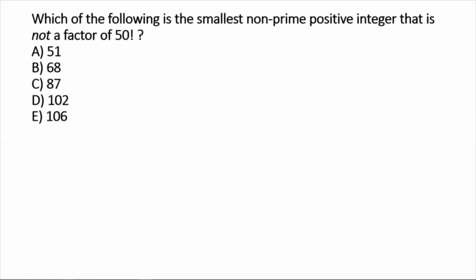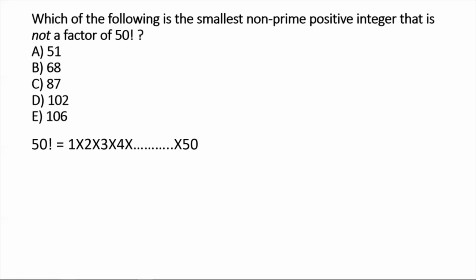And we are given 5 options. So this is the typical multiple choice type of question, and we have to choose the right answer from those 5 options. Now, what is factorial 50? Well, factorial 50 essentially is the product of all the positive integers starting from 1 through 50, right? So we have to find the smallest non-prime positive integer from the list given that is not a factor of factorial 50.